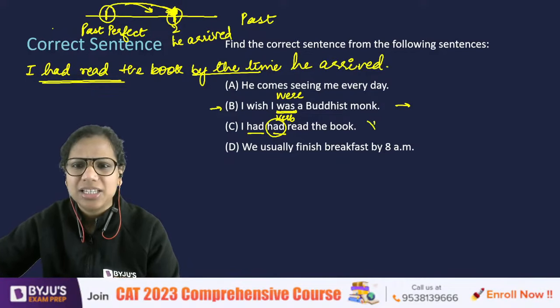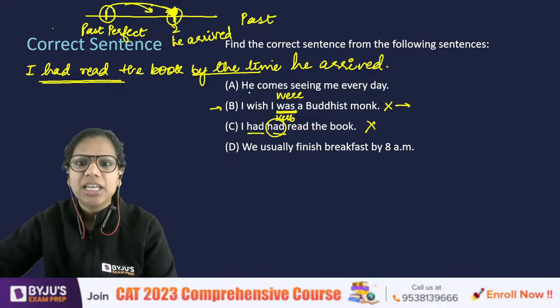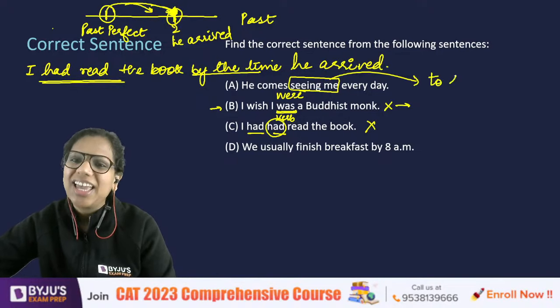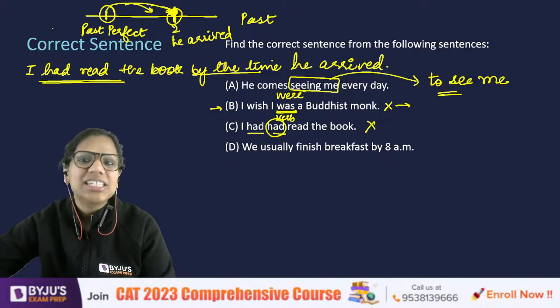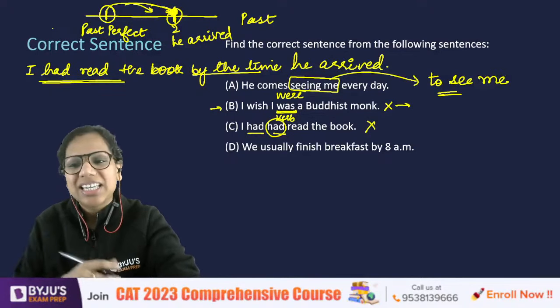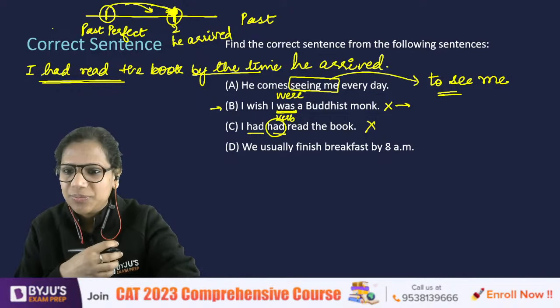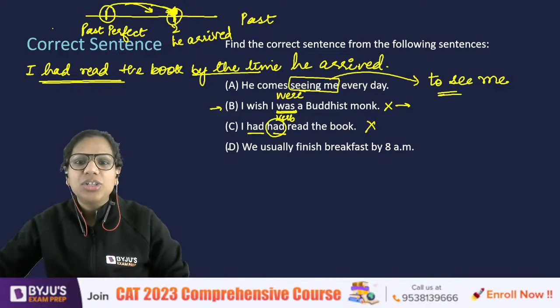So that means this is incorrect. Okay, this is incorrect: "He comes seeing me every day." It should be "He comes to see me every day." "Seeing me every day" is incorrect. Right? Good, good, good. All of you who answered "were." Okay. So D, Delhi, is our answer.